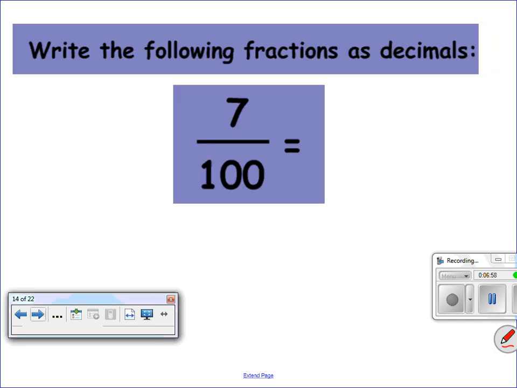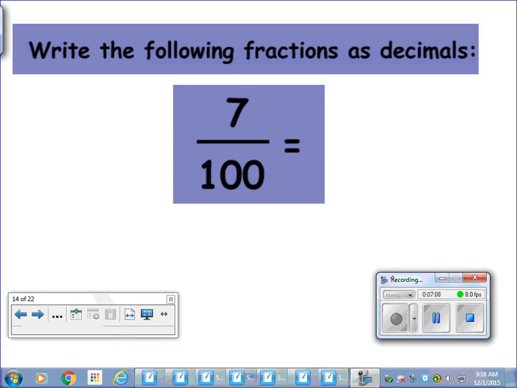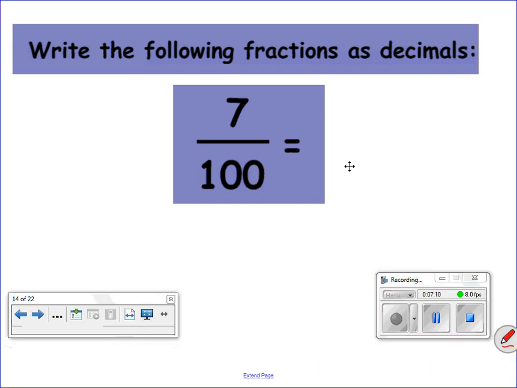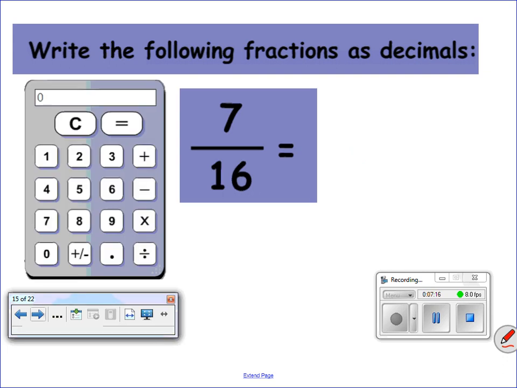Put the following fractions as decimals. Remember, 10, 100, or 1,000, anything with a multiple of 10, I can just write it as a decimal right away. Okay? So this would be 0.07, because that means the 7 is in the hundredths place. I'm going to write the following as a decimal.